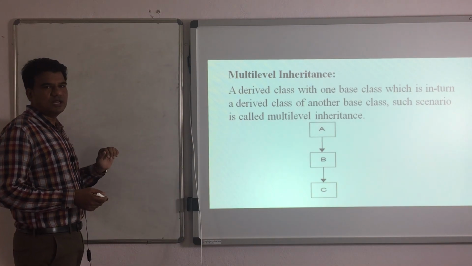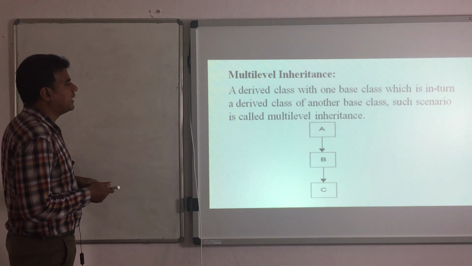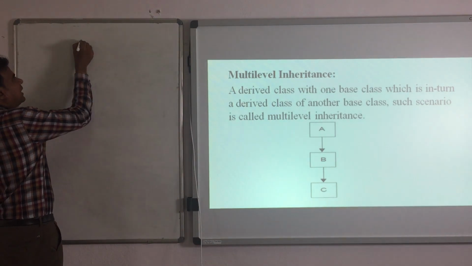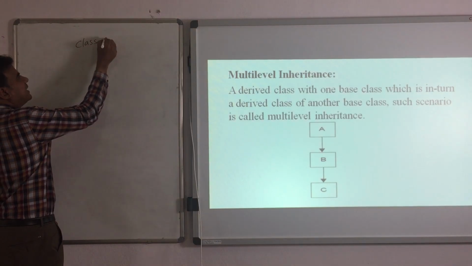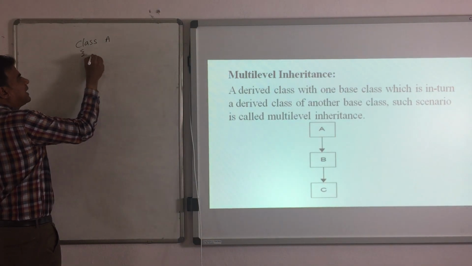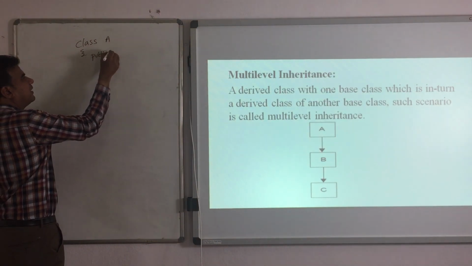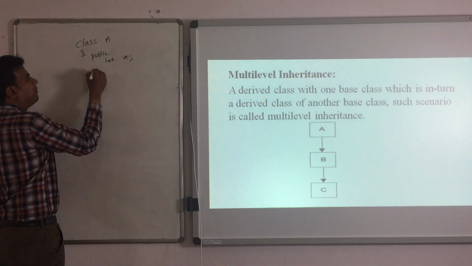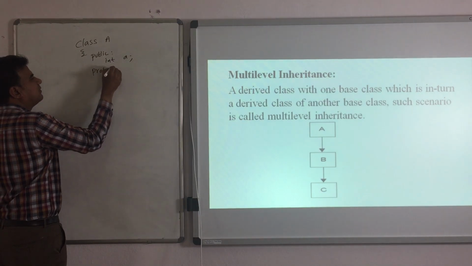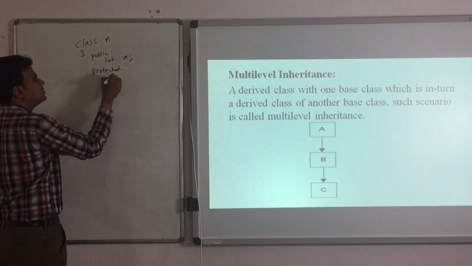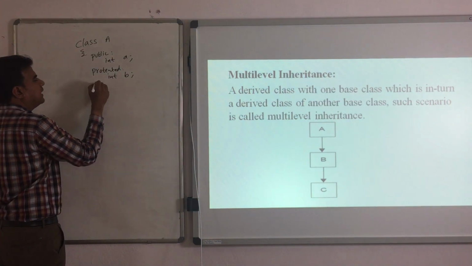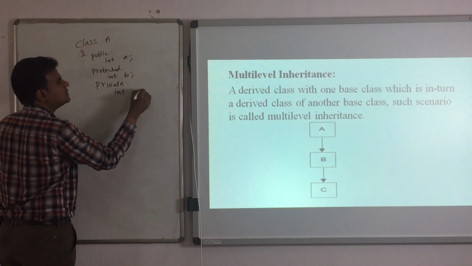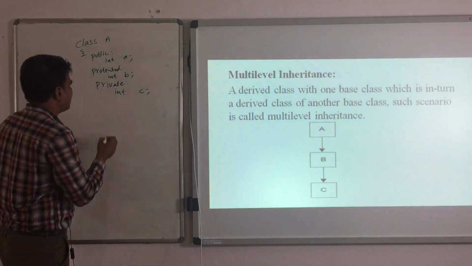So this phenomenon we have to discuss in a bit more detail. Let us assume I have a class A, as I have shown over there. Here I have public int A, then protected int B, then private int C. Okay, I have 3 data members.